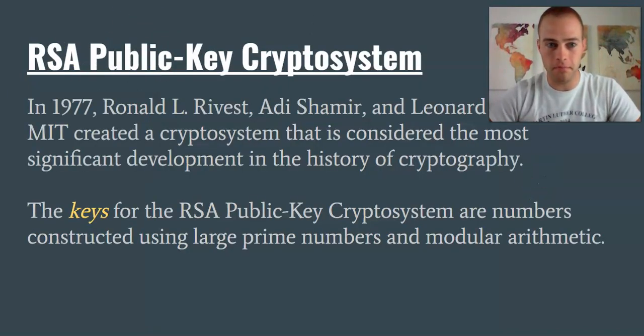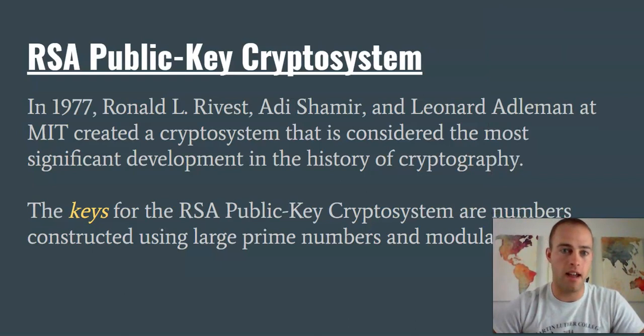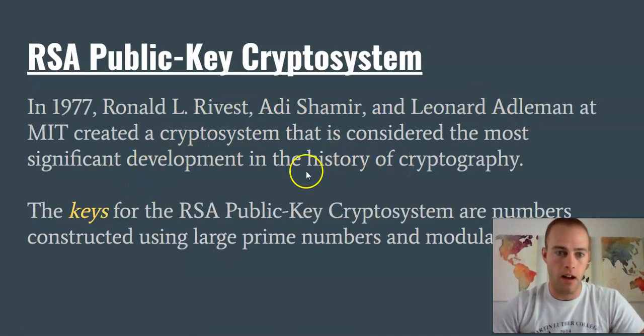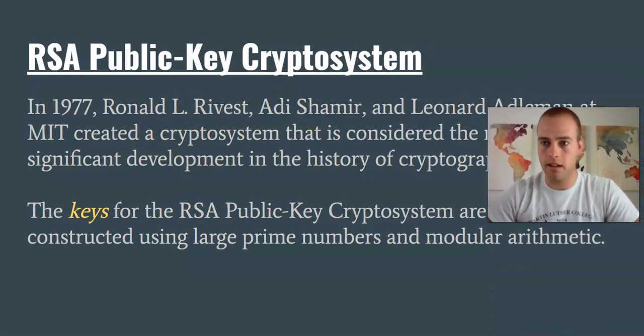All right, the public key crypto system that we're going to specifically look at is called the RSA public key crypto system. We're not going to talk really about how it was made, but these guys, Rivest, Shamir, and Adelman, are the ones who created it. One of the most significant developments in the history of cryptography. The reason I included that is because RSA is named after their last names, Rivest, Shamir, and Adelman. So that's where the RSA comes from.